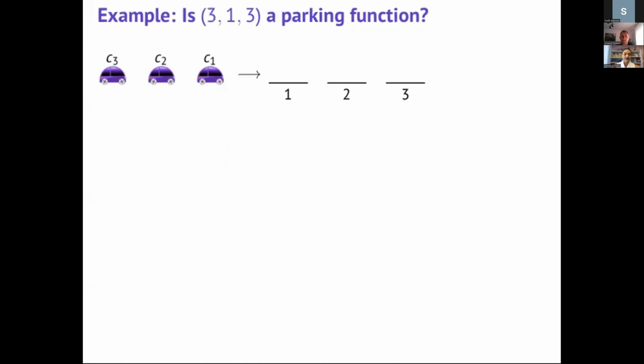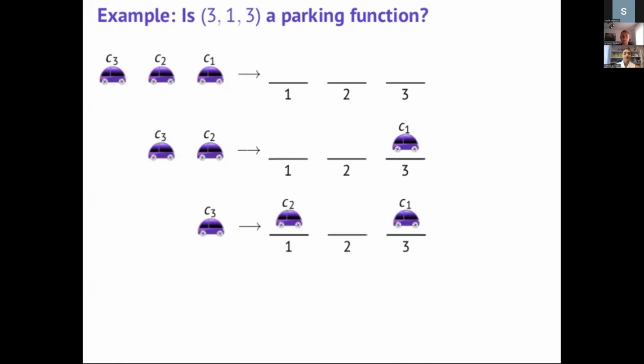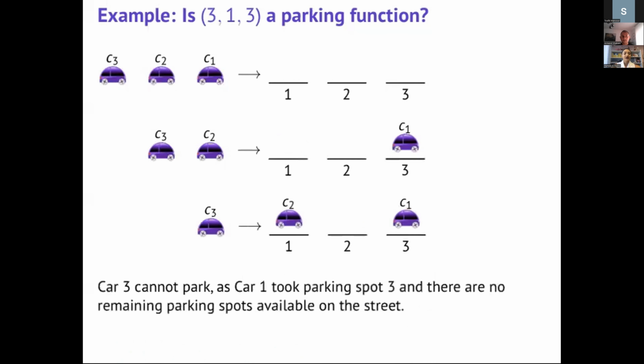But of course, not every preference list is a parking function. Take, for example, 313. Car 1 enters the street and parks in its preference, spot 3. Car 2 enters the street with a preference for spot 1, and parks there because it's available. And then car 3, unfortunately, finds its preferred spot occupied by car 1, so it is unable to park. And so this preference list, 313, is not a parking function.